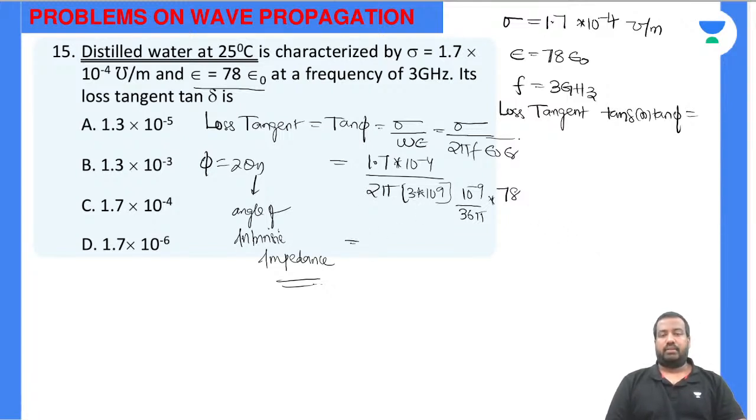Solve it. Now you solve and tell me the answer. 10 power 9 and 10 power minus 9 cancel out. Pi and pi cancel out. Solve it, dear, and tell me the answer.